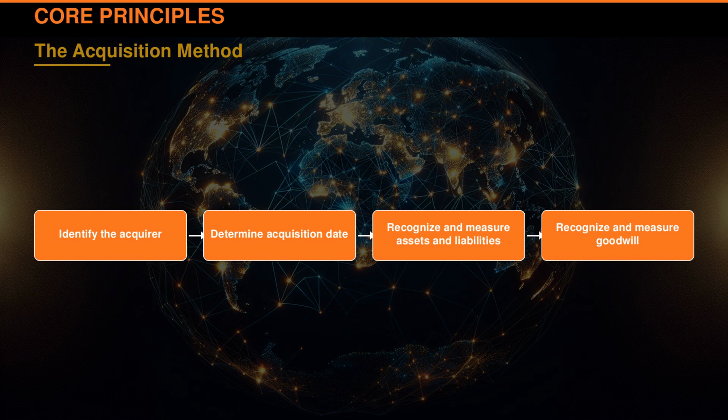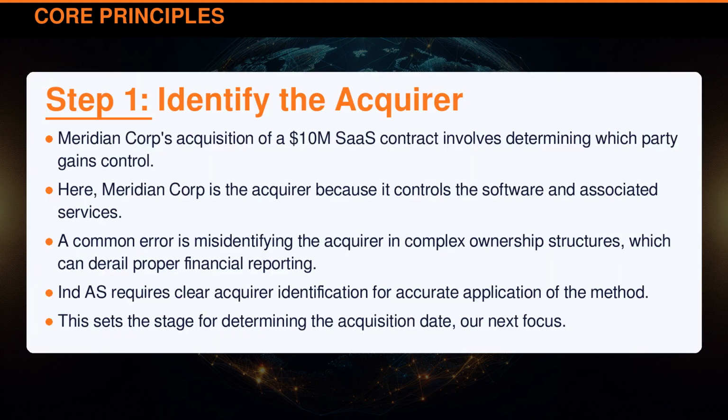For this video, we'll follow Meridian Corporation's $10 million SaaS contract, which includes an $8 million software license and $2 million in implementation services, to illustrate each step clearly. Meridian Corporation's acquisition of a $10 million SaaS contract involves determining which party gains control. Here, Meridian Corporation is the acquirer because it controls the software and associated services. A common error is misidentifying the acquirer in complex ownership structures, which can derail proper financial reporting. Indian Accounting Standard requires clear acquirer identification for accurate application of the method.